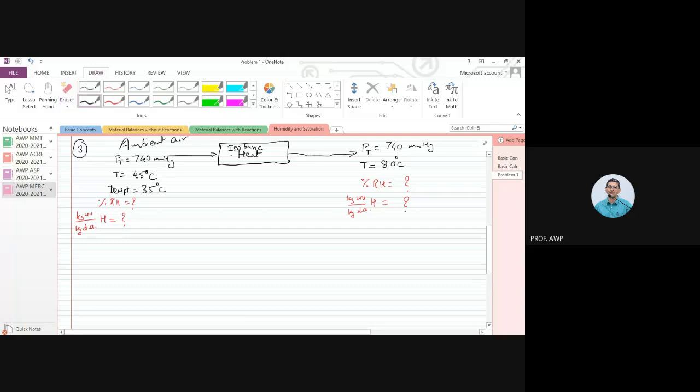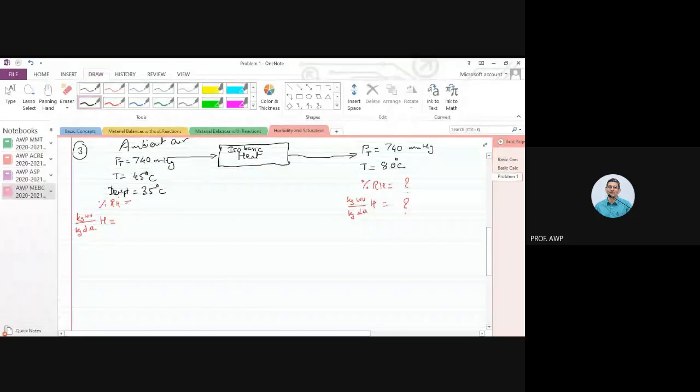Okay, so first of all, for ambient air, we want percent relative humidity, and we want kgs of water vapor per kg of dry air. We need to find out these two things. So this is fairly straightforward. What is given? Total pressure is 740 mm Hg, temperature is 45 degrees centigrade, dew point is 35 degrees centigrade. What does that mean?